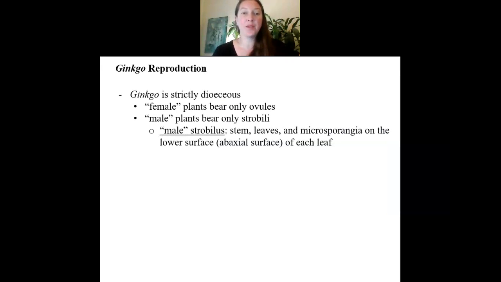Okay. Ginkgo is also strictly dioecious, right? Ginkgo also has female plants and male plants. Female plants bear ovules. Male plants bear strobili. So that's a similarity, right? In the cycads, the male plants always bore strobili. Well, in the ginkgo, the male plants always have strobili as well. And strobili consist of the same thing as they did before, but they look a little different than they did in cycads. Female plants, though, are a little different than what we saw in cycads.